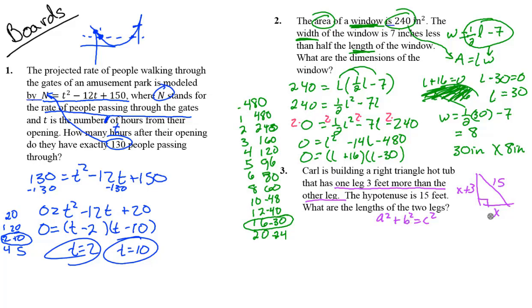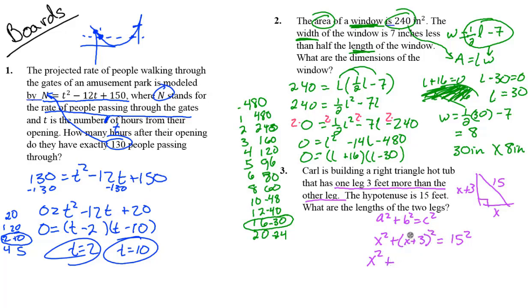So a squared plus b squared equals c squared. We've got x squared plus x plus 3 squared equals 15 squared. A right triangle will always use that formula. It's the Pythagorean theorem and genius stuff. Okay, so we get x squared. Notice we're in a polynomial equation. We've got to get it equal to 0. So we've got to multiply these out.